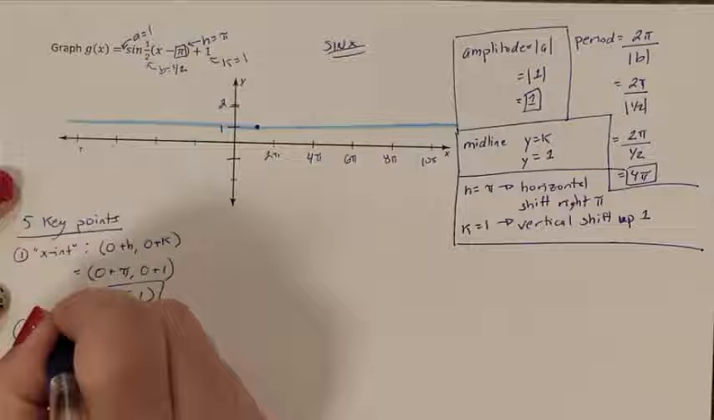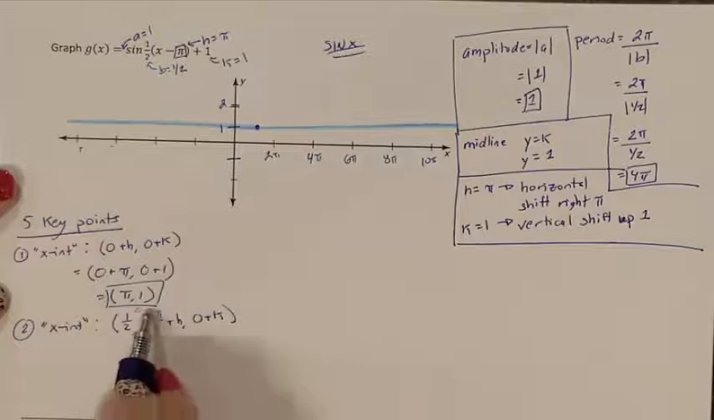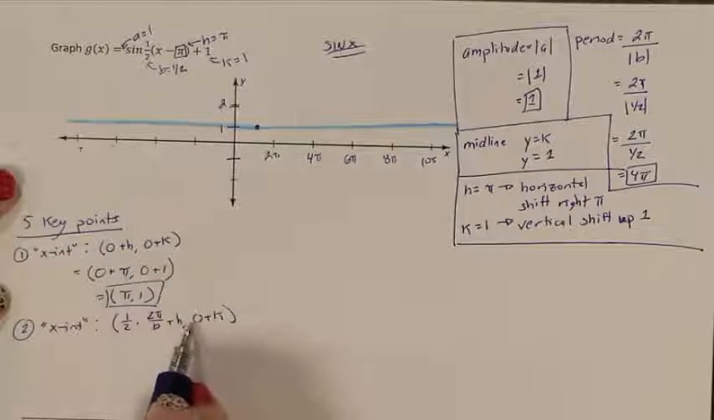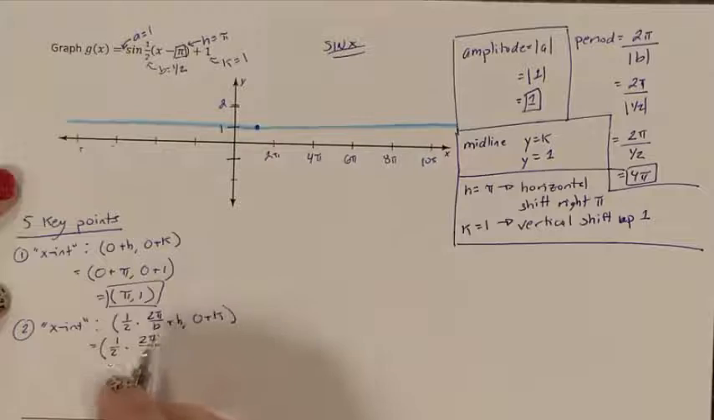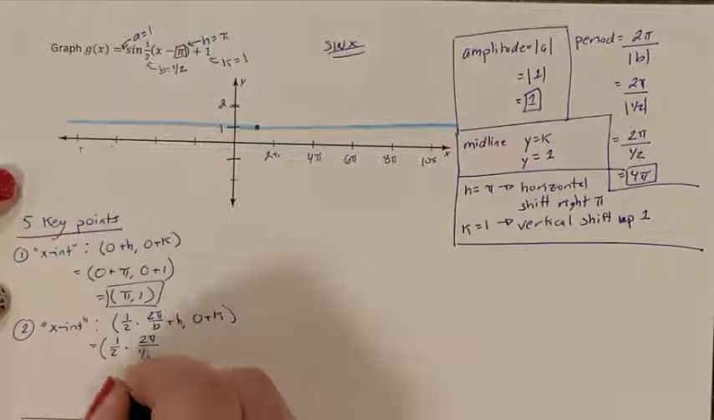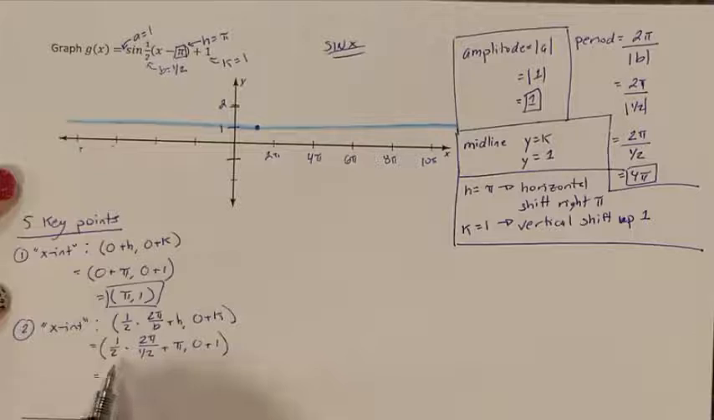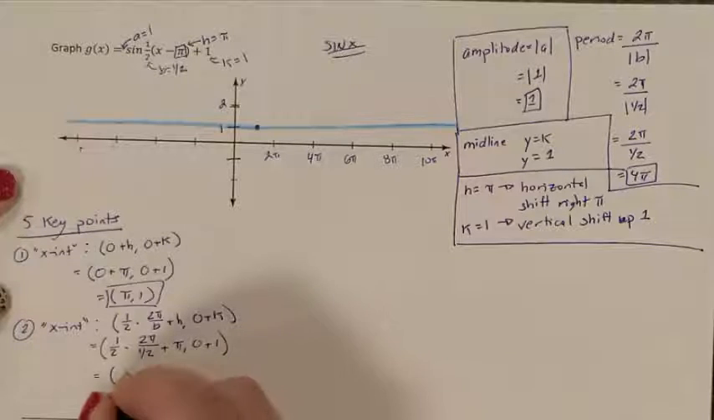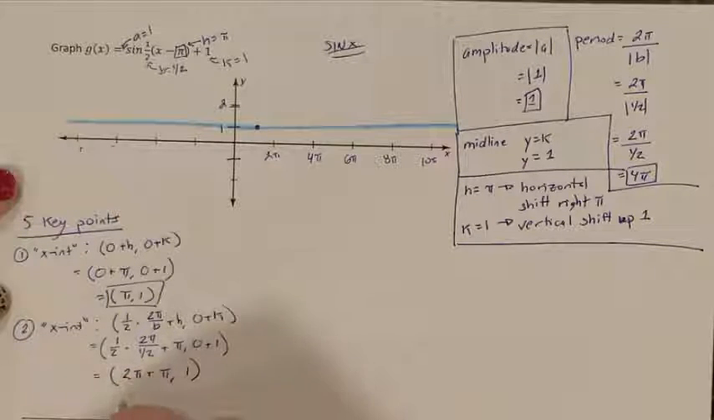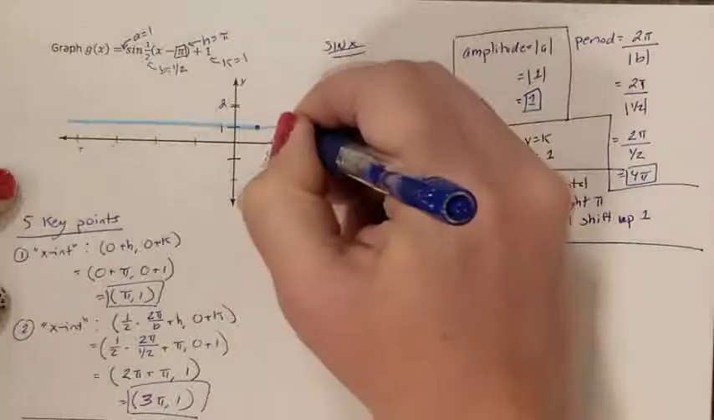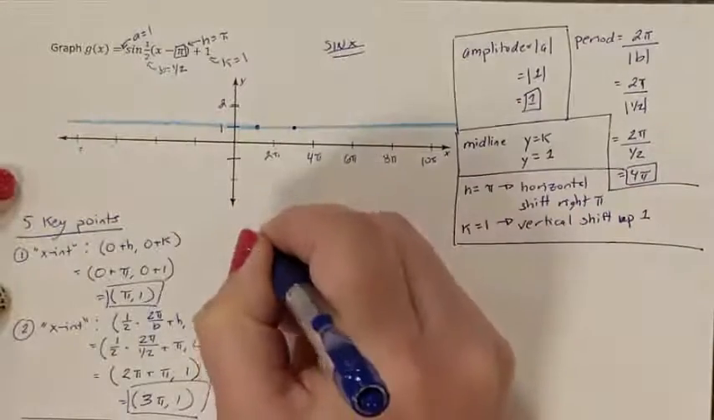My second intercept, it's the same formula with the h transformation and then the k transformation. I need my b. My b is a 1/2. My h is a pi. My k is a 1. This portion of the formula told me 2 pi. 2 pi plus pi gave me 3 pi. So my coordinate point is 3 pi, 1. And we have 3 intercepts.